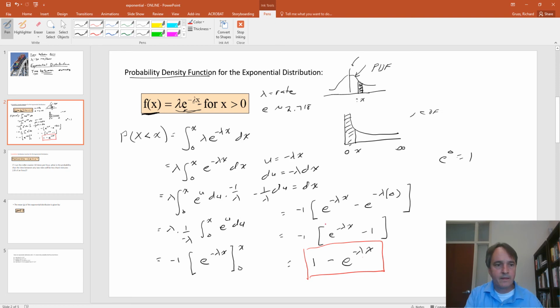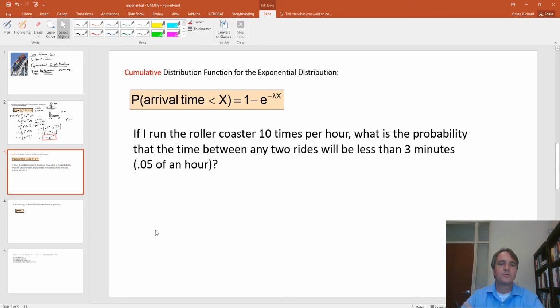Okay, so let's go ahead and apply this then, see it in action. The cumulative distribution function for the exponential distribution, remember, we'll know to use this because we're looking for a time between events. So the probability of an arrival time, or time between, being less than some given x is just 1 minus e to the negative rate times that x. This is just plugging stuff in, with the only trick being that you have to be careful to keep your units consistent.